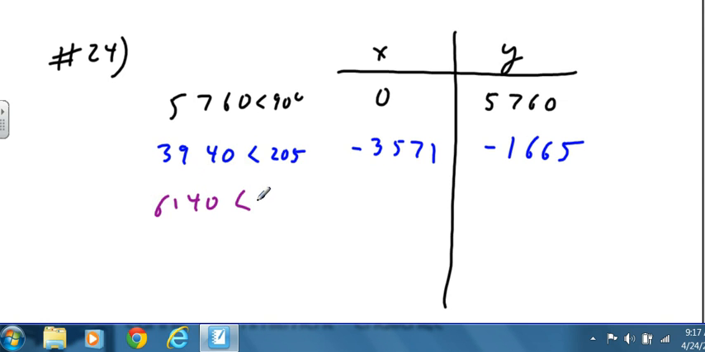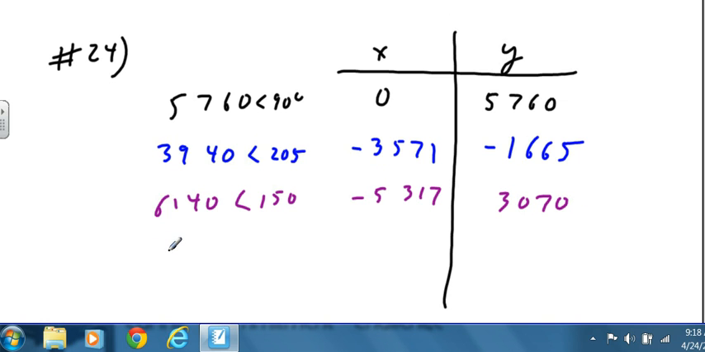Then I can take the next one, 6140, angle 150. I can go 6140 times cosine 150, and come up with minus 5317, and I can go 6140 times sine 150, and come up with 3070.